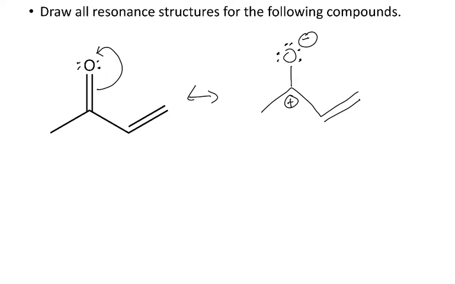And now I have a carbocation allylic to a double bond. And so we can find another resonance structure by doing that. So now the double bond is there, and then the one that lost the electron density was that one.